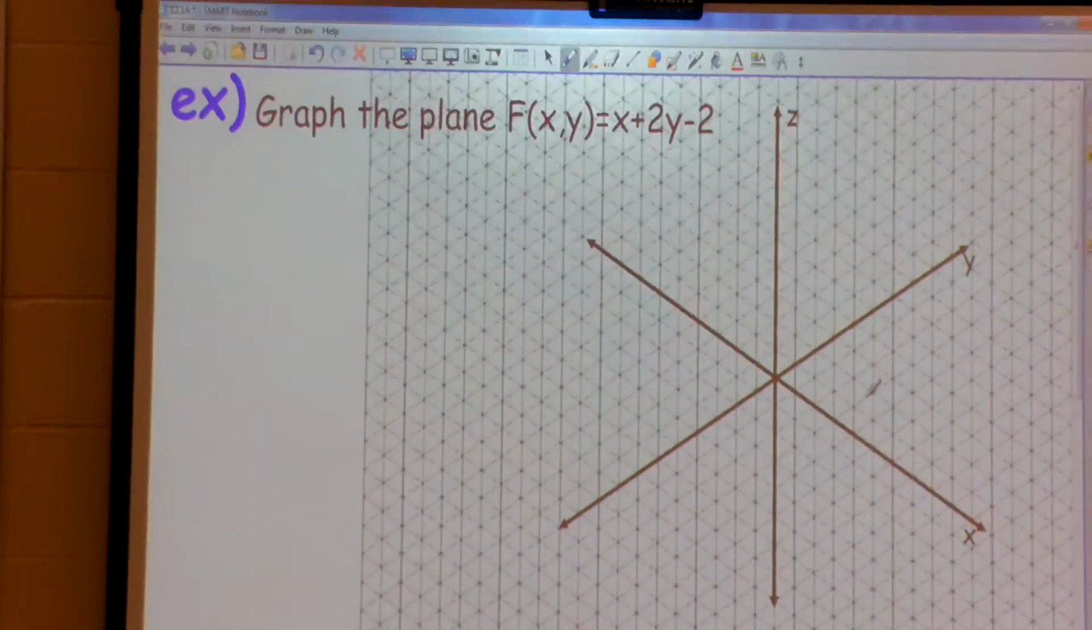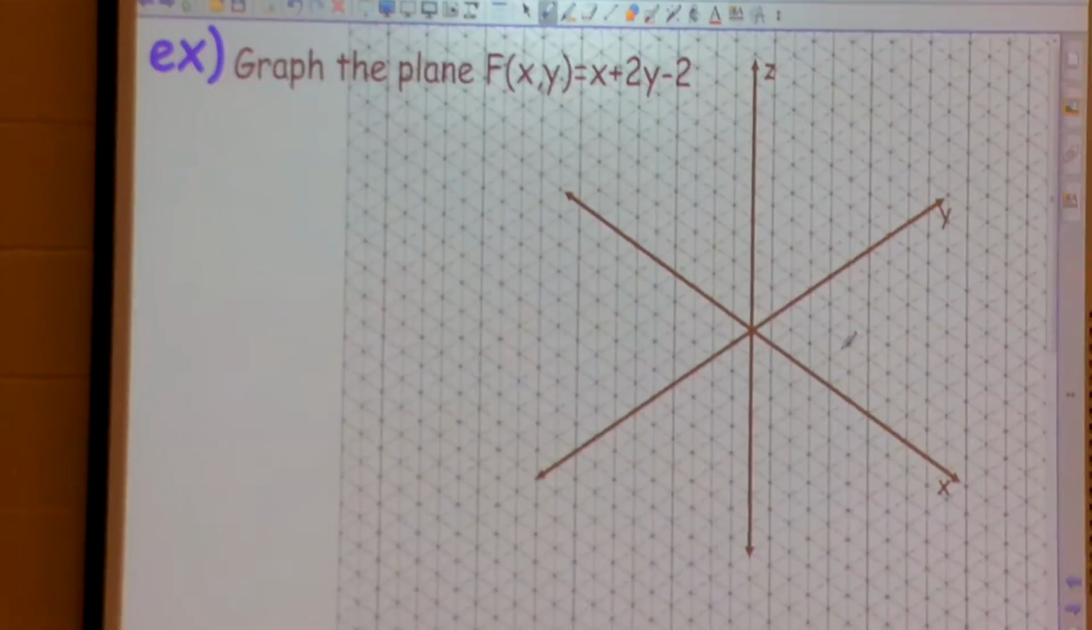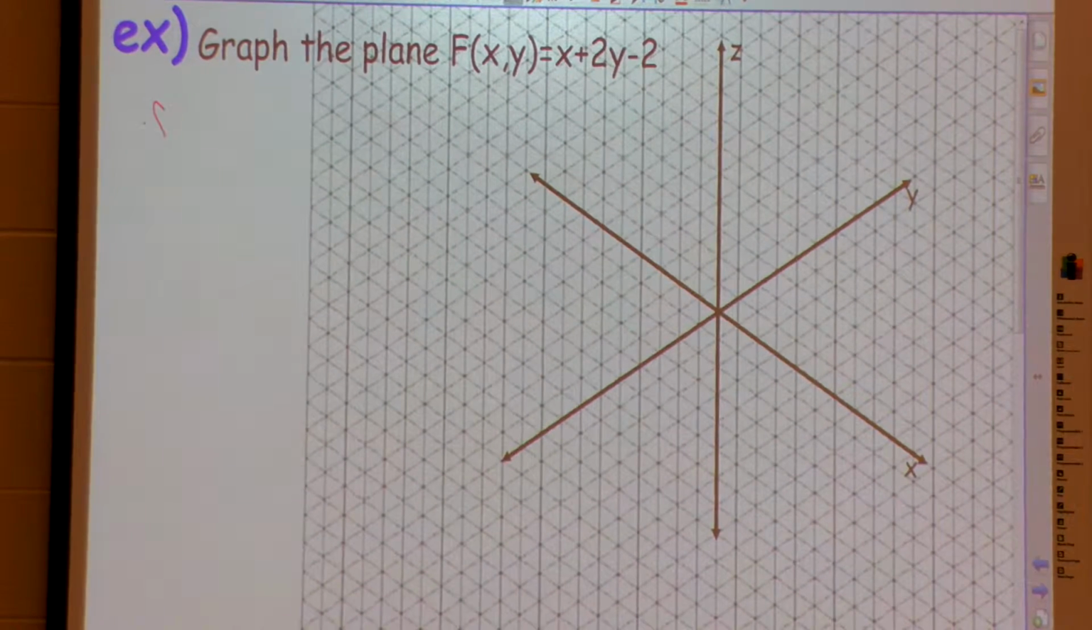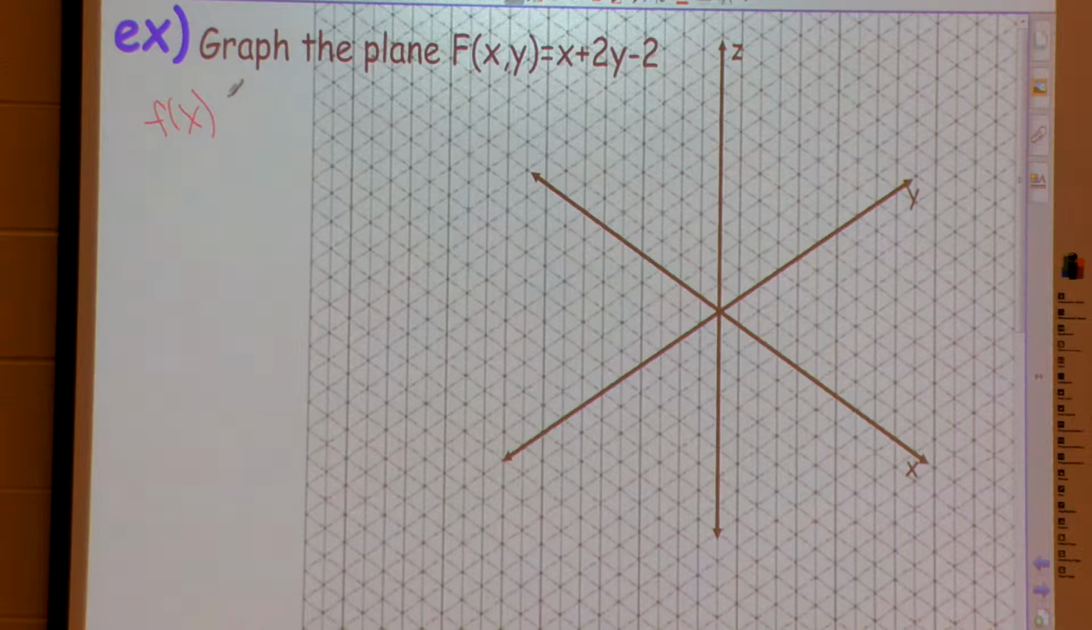We're going to do another one. This one's a little different because we now have function notation. Now before, if I asked you f of x, what does that mean? Hopefully, I would get someone to say that's just another way of saying y. So we have f of x equals, it's the same thing as saying y equals.